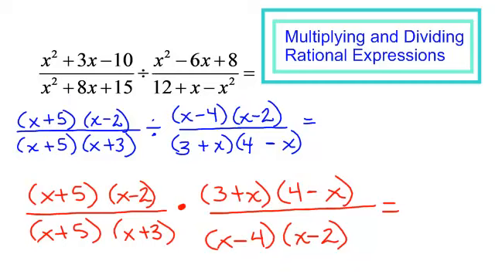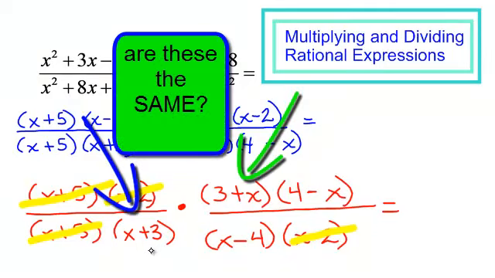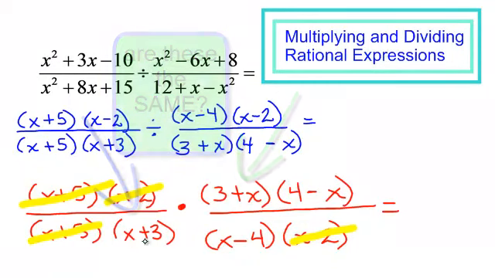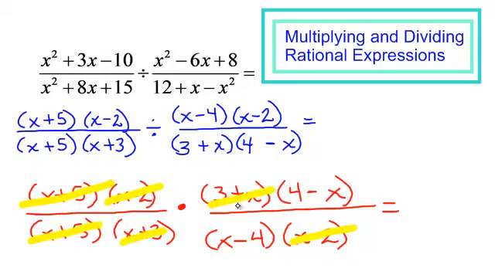X plus 5 and this x plus 5. Yes, they will cancel. This x minus 2 and this x minus 2. Yes, they will cancel. Now I have 3 plus x and x plus 3. Are those the same? I have a positive 3, a positive x in the numerator, a positive x and a positive 3. Yes, they are the same. Even though they're not written in the exact same order, the signs on both terms are the same. So they will completely cancel out.